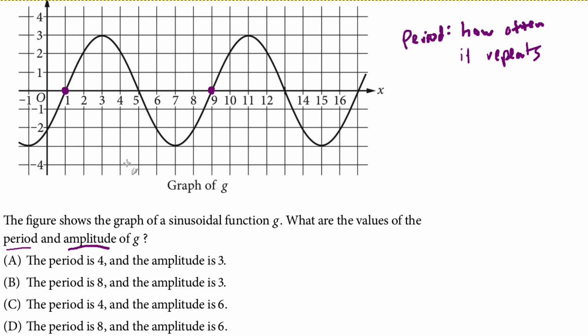You could also look at 2 consecutive maxima or 2 consecutive minima. You'll get the same value for the period. And I can see from 1 to 9, the period is 8.